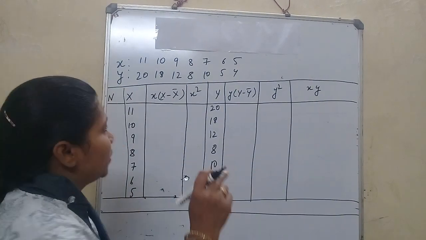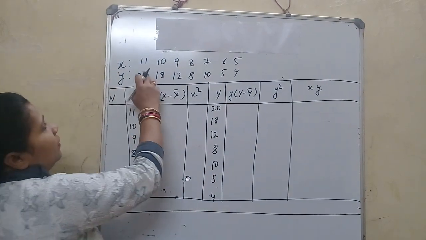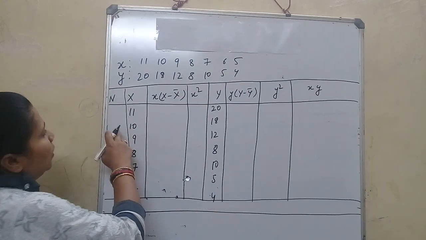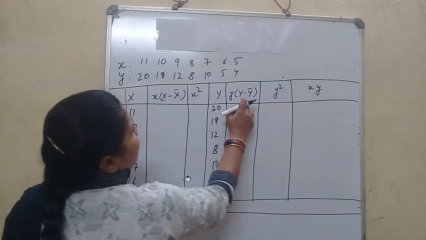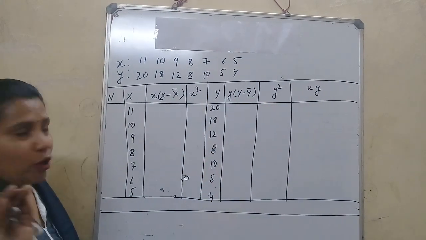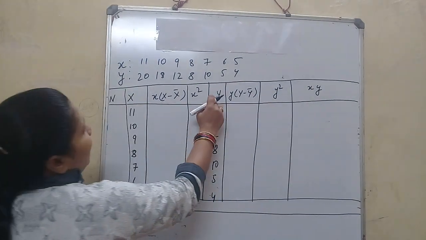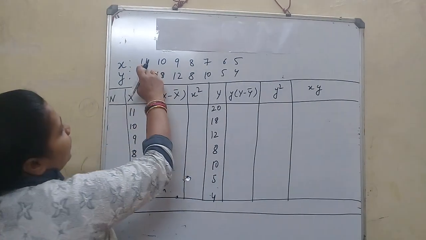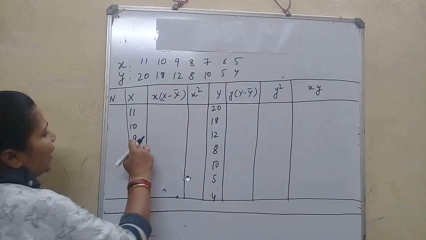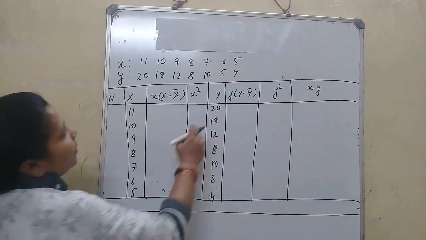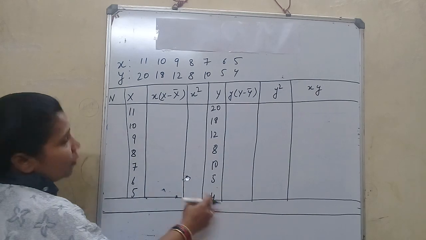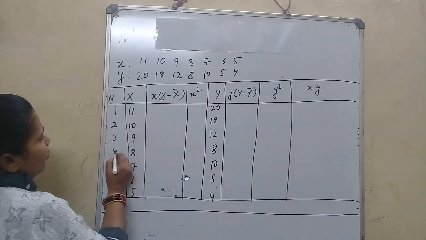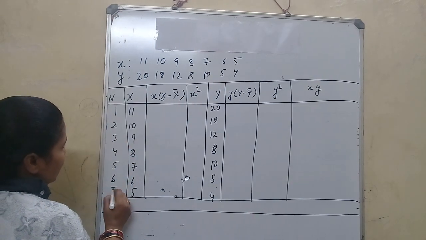Now this is the question. These are the two series x and y. X is given in these digits and y is given these digits. I have put the columns 1, 2, 3, 4, 5, 6, 7, 8. You have to draw the 8 columns. Write the question x and y in the second column and in the fifth column. X is equal to what is given here: 11, 10, 9, 8, 7, 6, 5 as usual. In the y series you write this. Now you give the numbers 1, 2, 3, 4, 5, 6, 7.